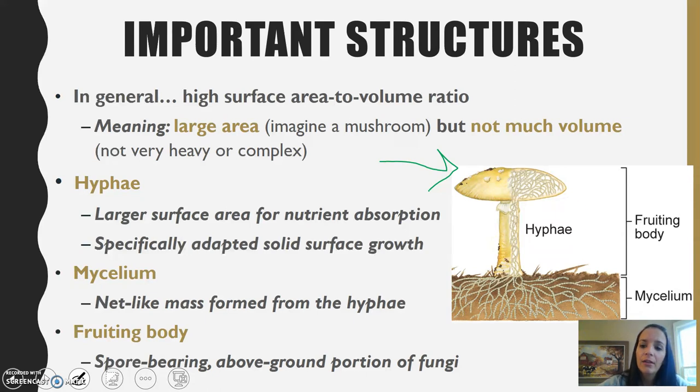So the hyphae, and we look over here, is that stringy-like substance that makes up the body of the fruiting body. And it's great for nutrient absorption, and it's specifically adapted for growing on something solid. The mycelium then is a very similar structure, but this is underground, and it's the net-like mass that's underground. This is also why when you cut your grass, if you cut a mushroom, it's going to regrow somewhere else because all of that mycelium is still underground. And then lastly, the fruiting body, which in general is the above ground portion of the fungi.